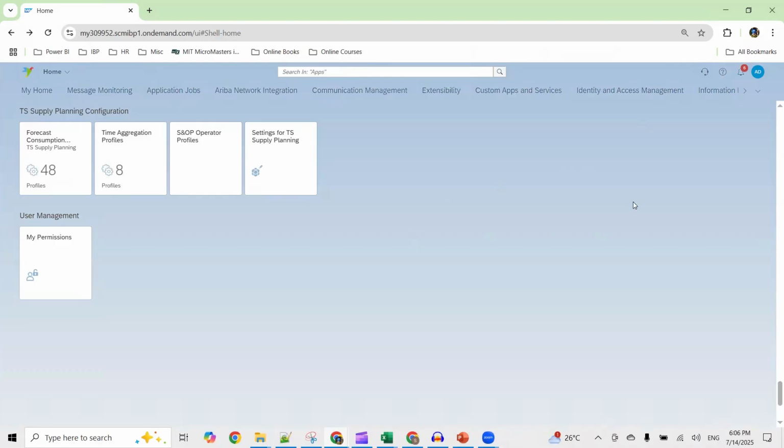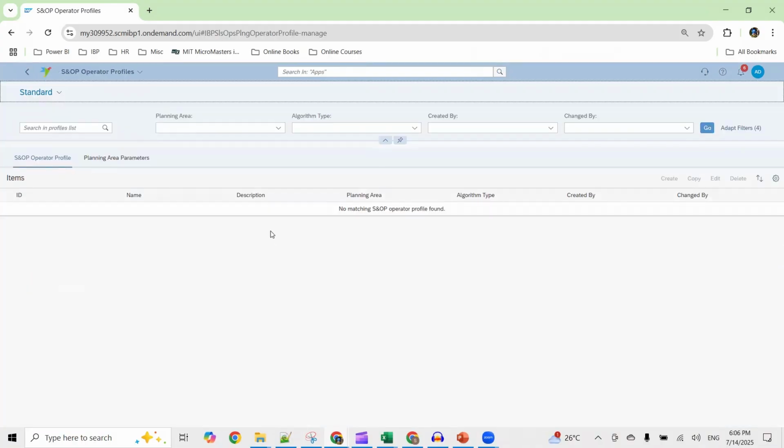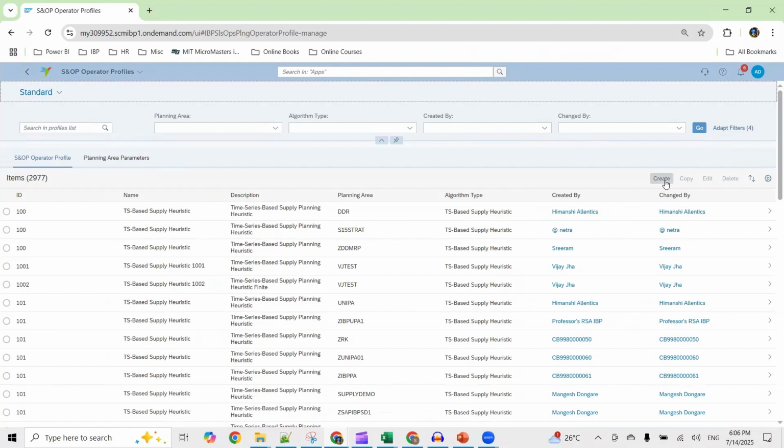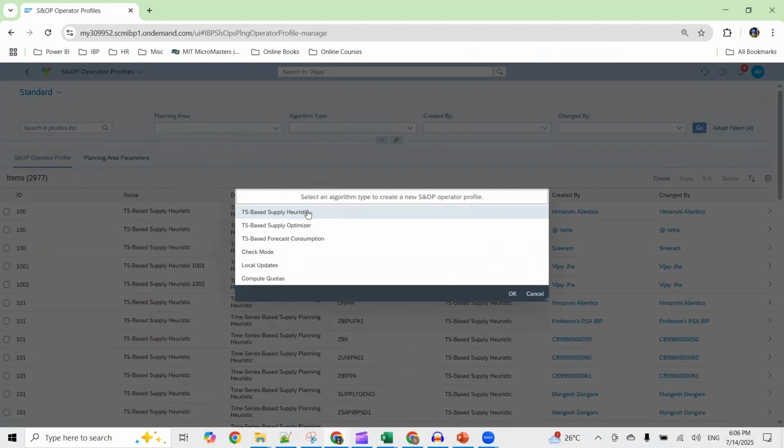So once you are in your IBP environment, you go to this TS supply planning configuration and you get the operators in this SNOP operator profiles tab. So you can click on the create tab, and in the create tab, you get an option of TS based supply heuristics and the optimizer, which are the main algorithms.